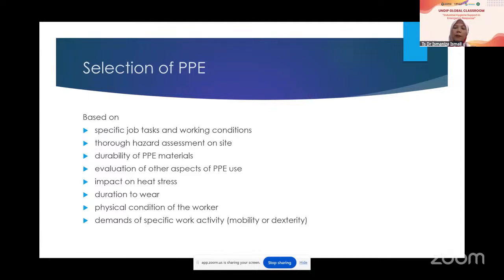So if something happens at your workplace tomorrow, in your university, which one worries you more? Whether lack of PPE, or lack of training, or lack of coordination? I have three options here. Which one would you worry about? Lack of PPE, no PPE, lack of training, or lack of coordination? Type in your answer. Please, students, you can type the answer.